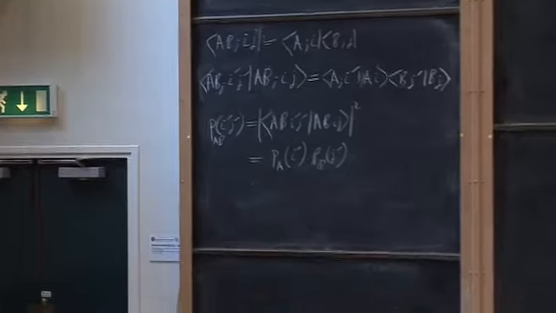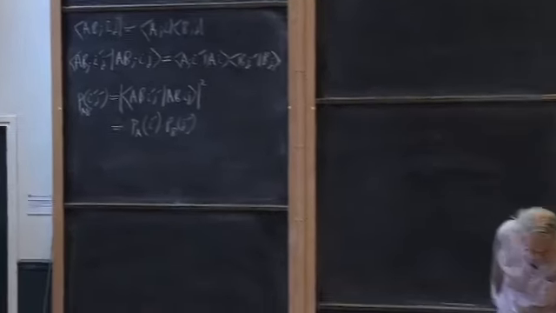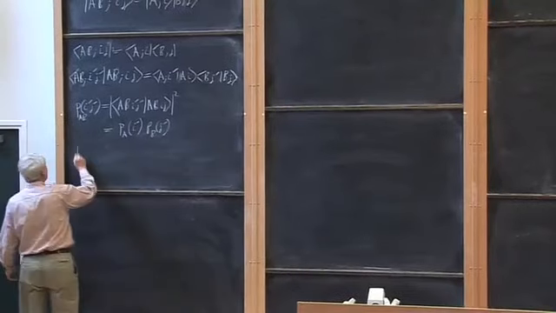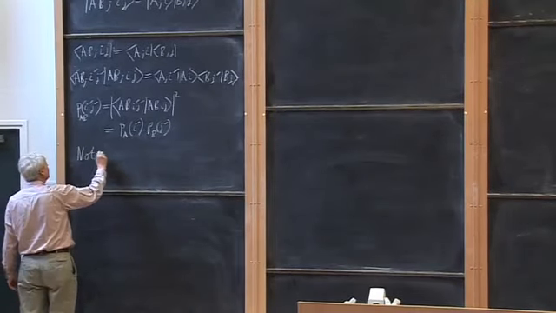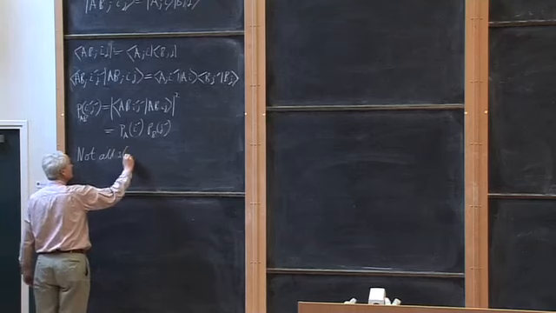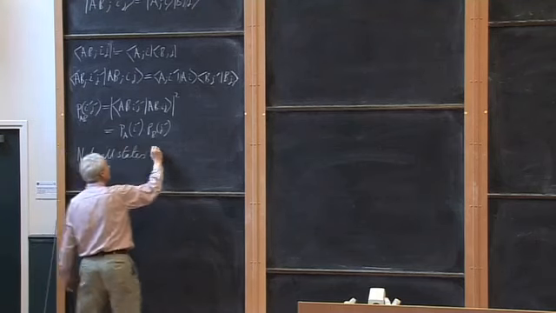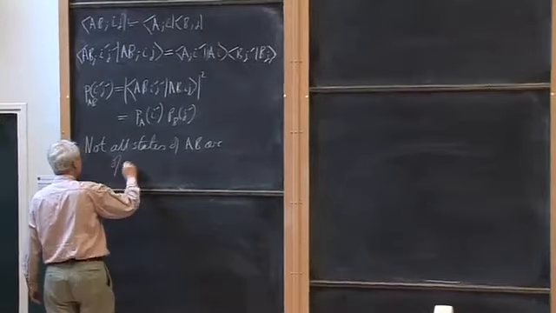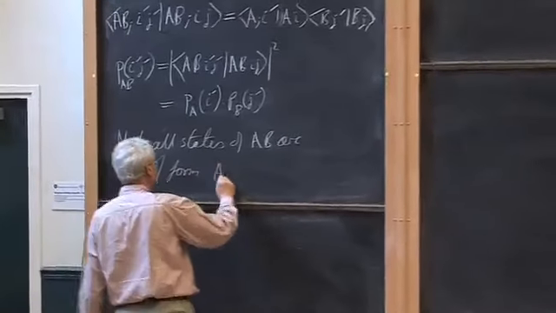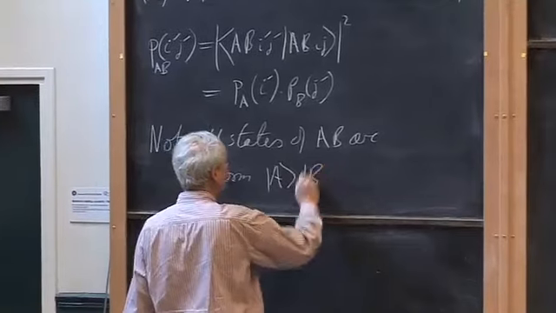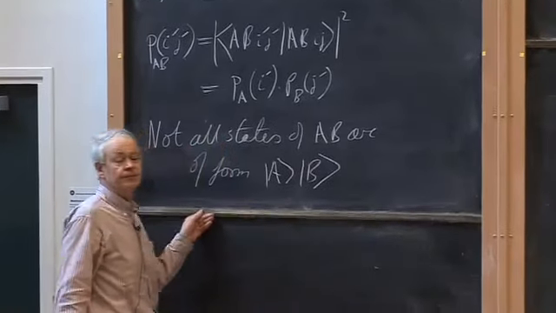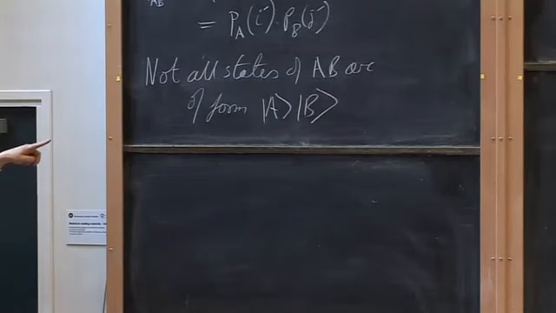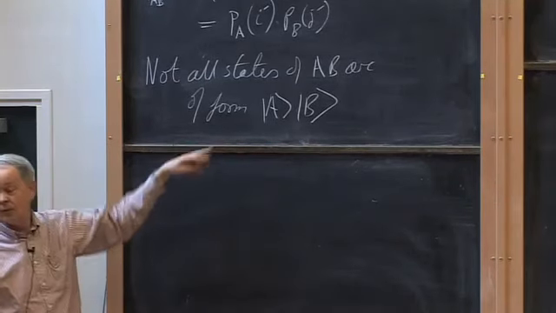Now having said that, and everything's nice and simple, we have to make the point that I now want to show that, and this is the thing that's surprising, not all states of AB are of the form A, B. That's what I want to now establish, that it's not true that all states of the system are of this form.